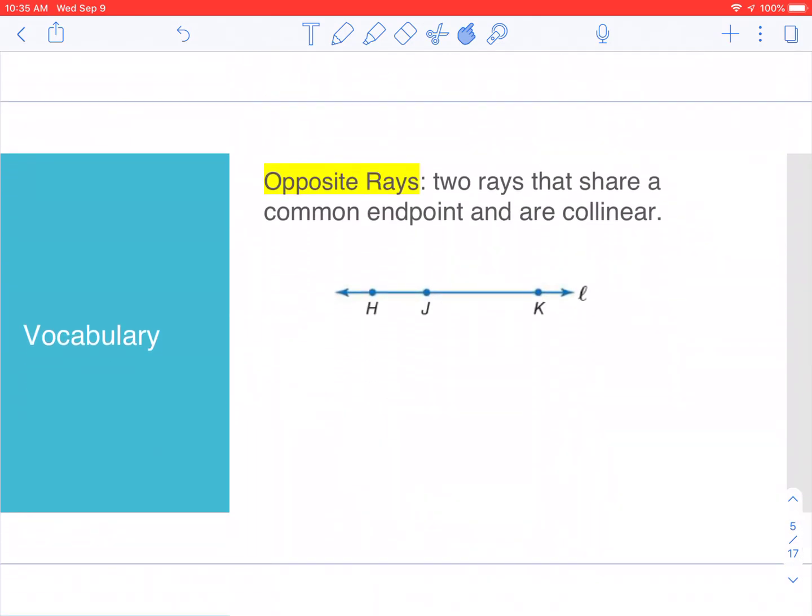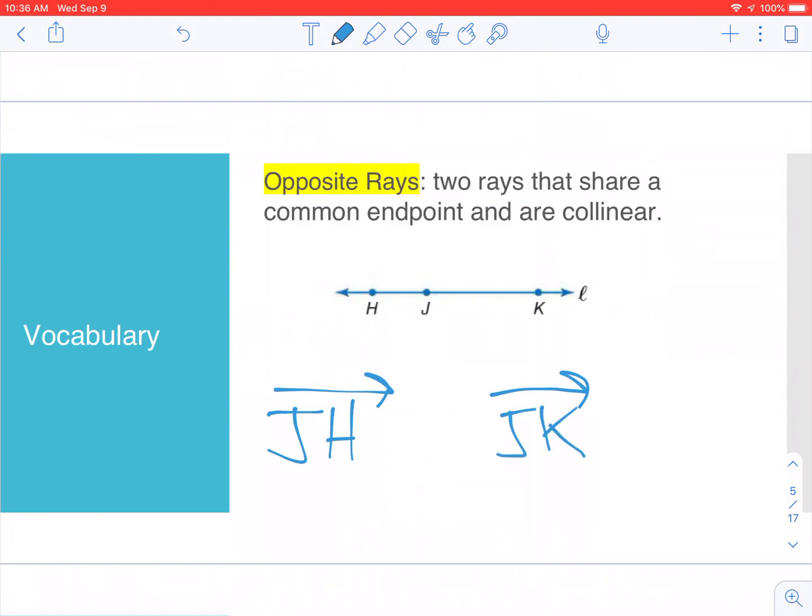Okay, opposite rays. Basically what we're doing here is we're taking ray JH and combining it with ray JK. Now, I always draw my arrows to the right when I'm creating my symbols. Okay, but ray JH goes to the left, JK goes to the right. When I combine them, they make a line, as you can see.